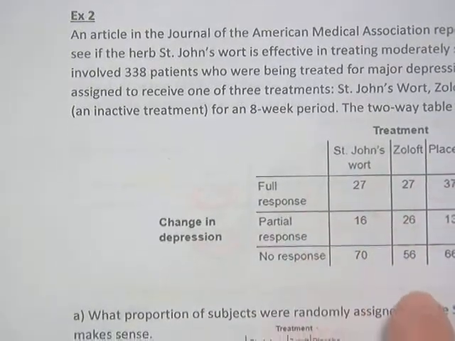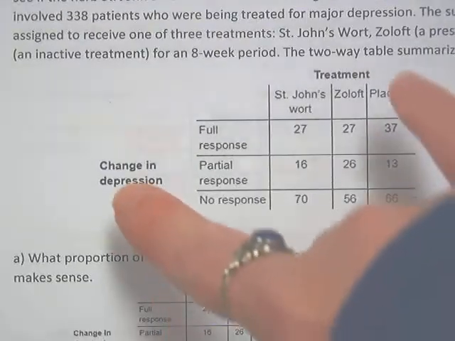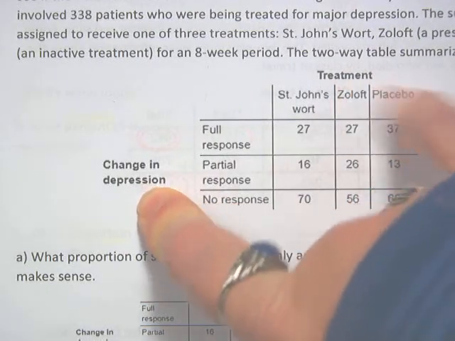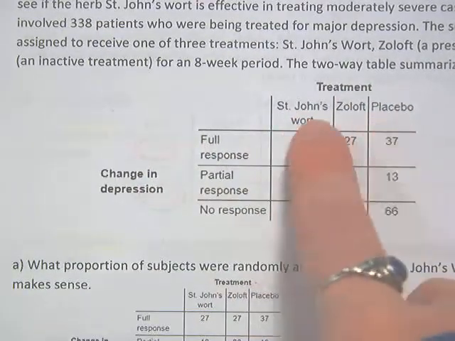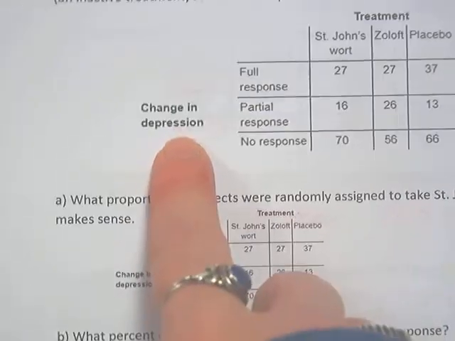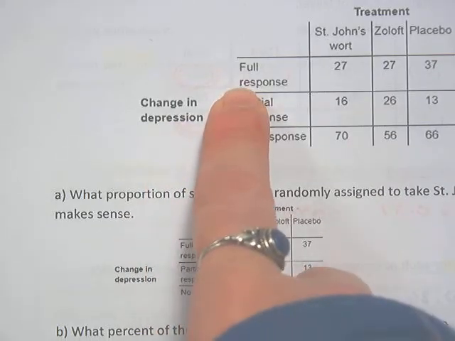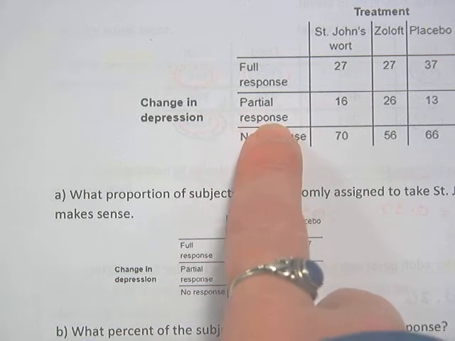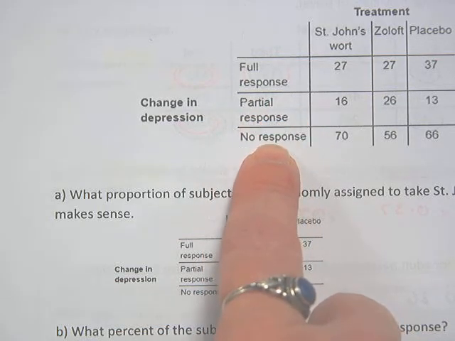And the two-way table summarizes the data. So here are the 2 categorical variables. It's what treatment you took out of the 3. And if you had a full response change in depression, or maybe what you took helped a little bit and you had a partial response, or whatever you took had no response at all. You didn't see any change in your depression.